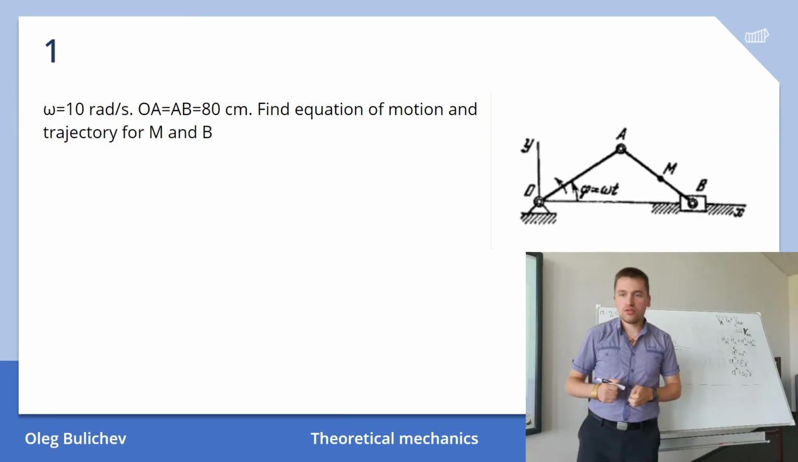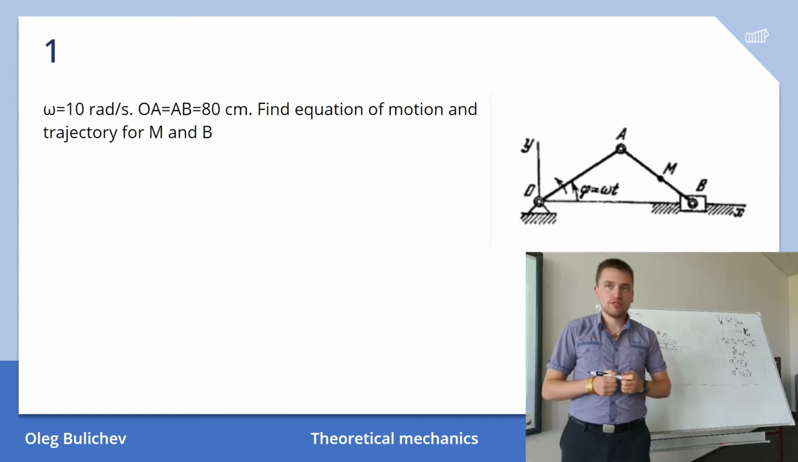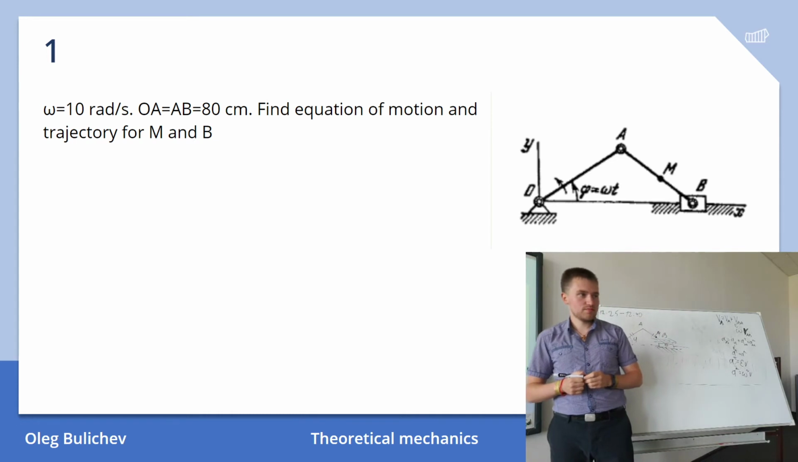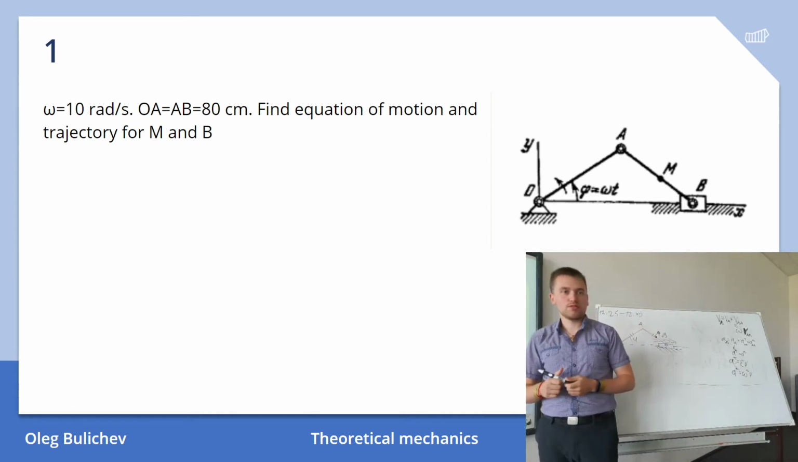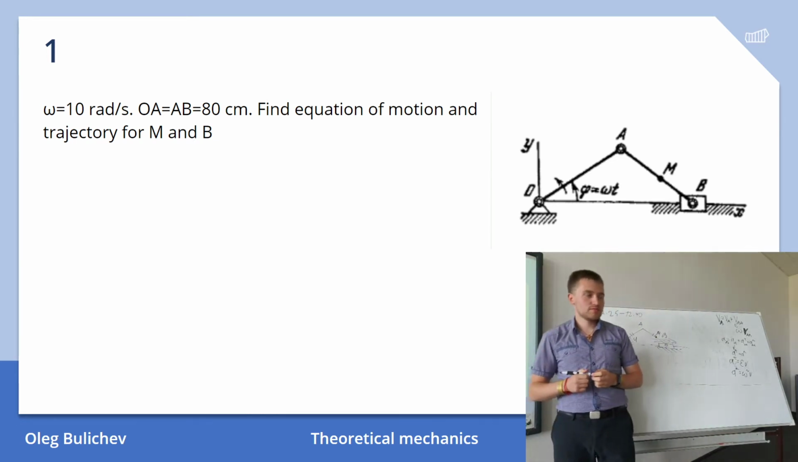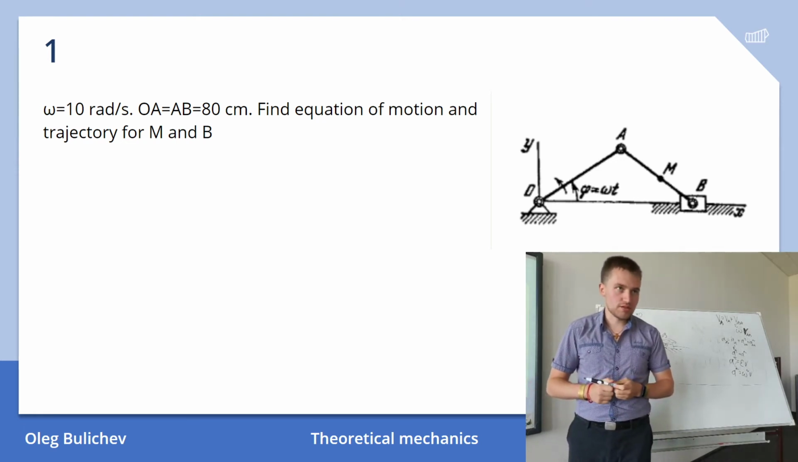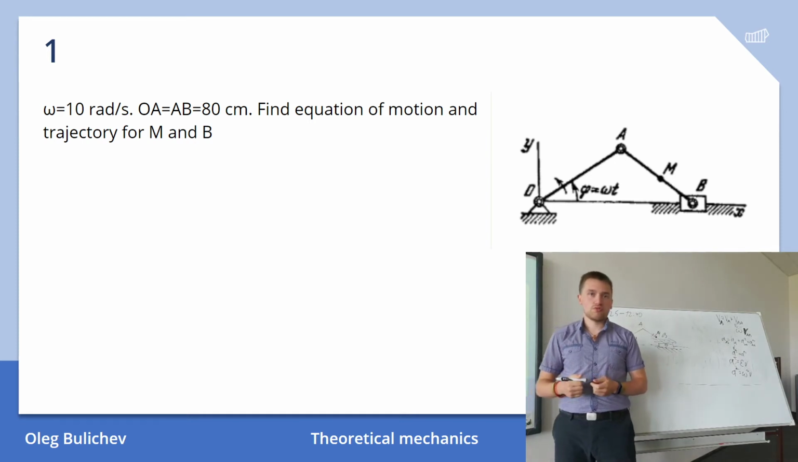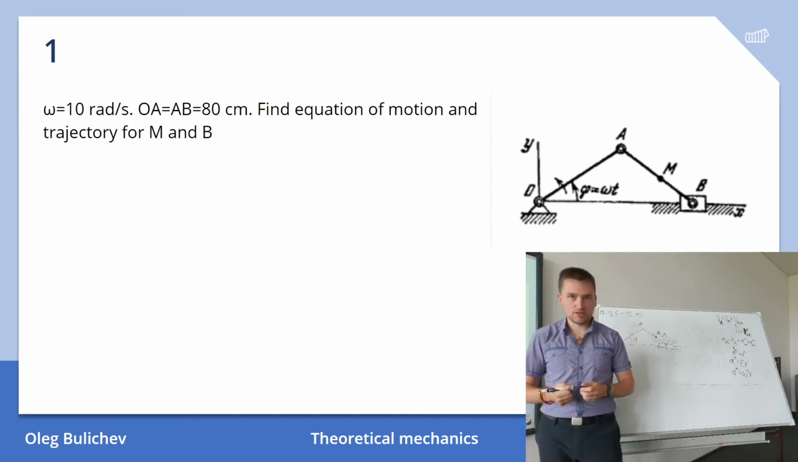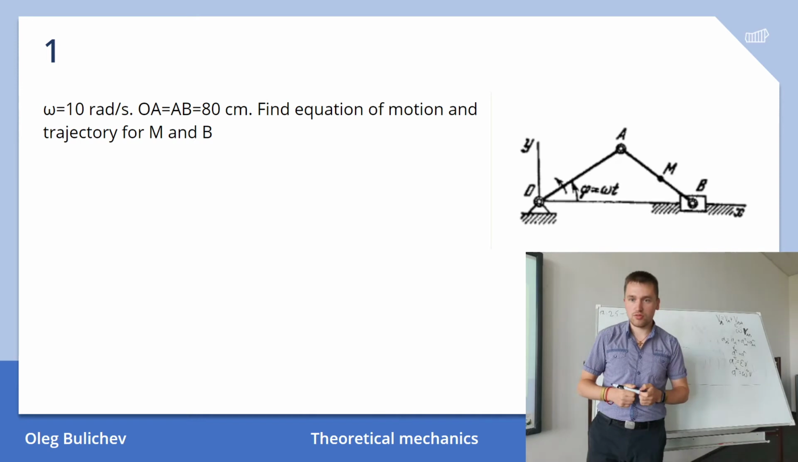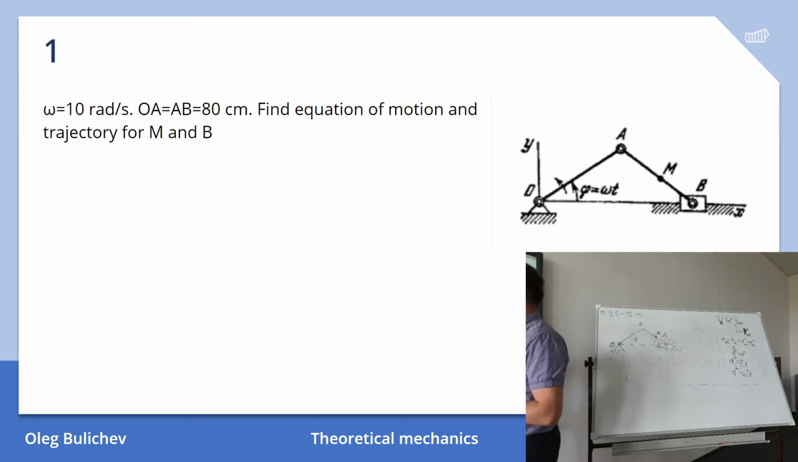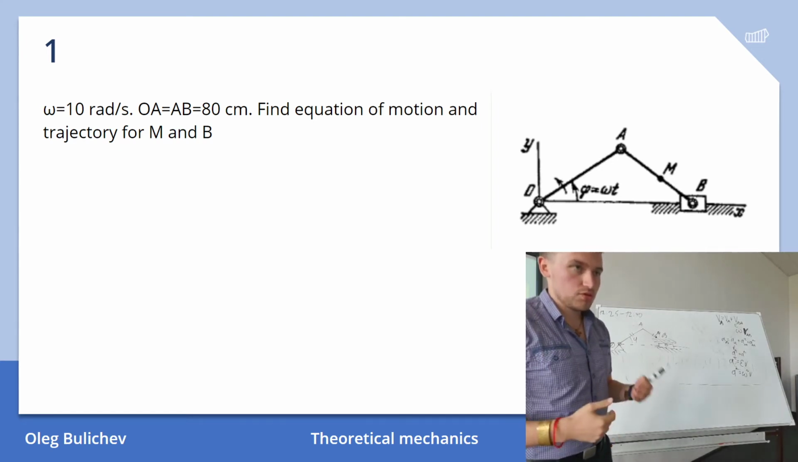What's the difference between equation of motion and trajectory? Any ideas? Because you may see it a lot. Trajectory is the path. Yes, it's in natural form, and the equation of motion is in this one. Okay, so we see the task, and we need to do this task. What do you need to know?